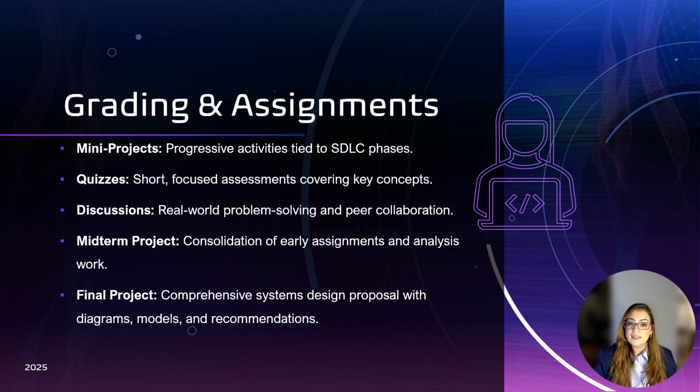And then, of course, at the end, we'll have our final project, and that's going to be a comprehensive systems design proposal. It's going to include diagrams, models, and other recommendations. So also in this class, you want to make sure any written reports are done with APA 7th edition style and formatting. I do expect you to use Grammarly or some other form of grammar checking device or technology to make sure you're putting your best work forward.